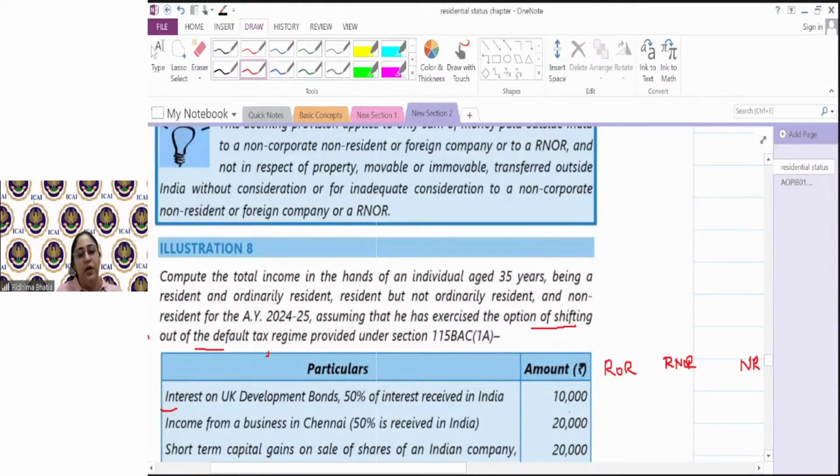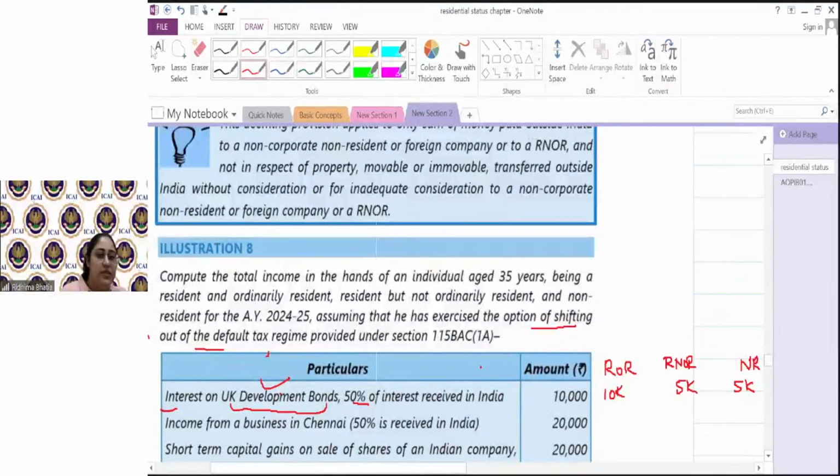Let's start. Okay? Interest on UK development bonds, 50% of interest received in India. सबसे पहले रिसीव कितना हुआ है इंडिया में? 50%. अक्रू इंडिया में कितना हुआ है? Nothing, because it is UK development bonds. सबसे पहले ROR के लिए every amount would be taxable. So 10,000 is for ROR. RNOR और NR के लिए only 5,000, because accrue in India है no. Why? Because the asset is situated outside India. UK development bonds है. Next, received in India है yes. कितना है? 50%. So 5,000 taxable.